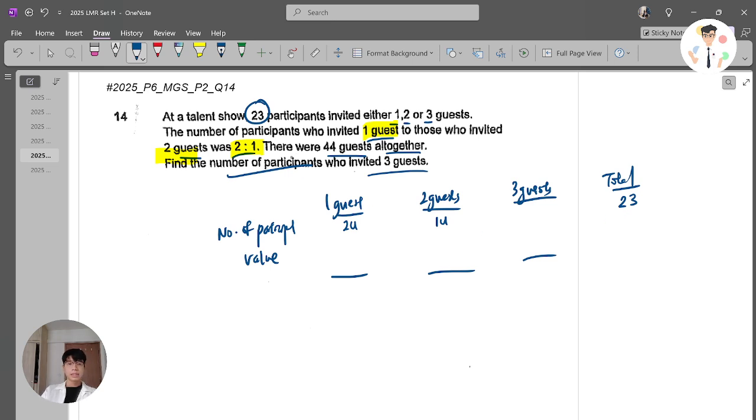Now, there were 44 guests altogether. So there are 2u invited 1 guest. So the value will be 1, 2, 3 lah, okay? Because 1, 2, 3, right? 1 guest, 2 guests, 3 guests. So here will be 2u of guests coming here. There will be 2u of guests coming here. And here I will be not really sure, but I know there's 44 here. So again, this is the part where we need to kind of try to solve it.